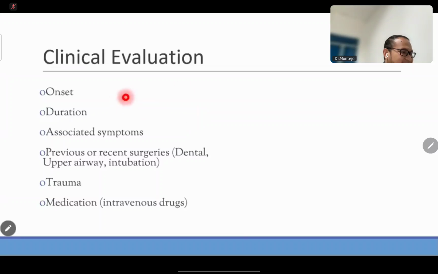Next, once you know the symptoms, always try to elicit the basics: onset, duration, associated symptoms, and previous surgeries, dental or upper airway, or even previously intubated patients. And trauma, where foreign bodies can be stuck, so it can also be a source of infection. And even medication, intravenous drugs.